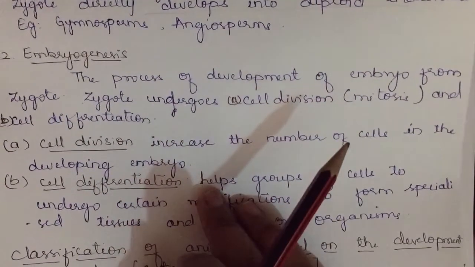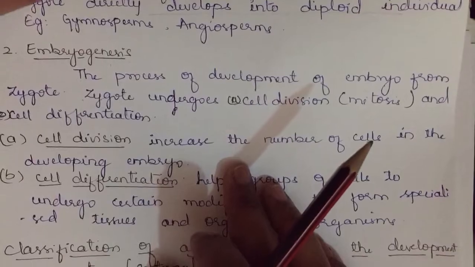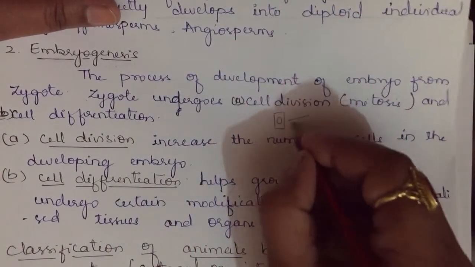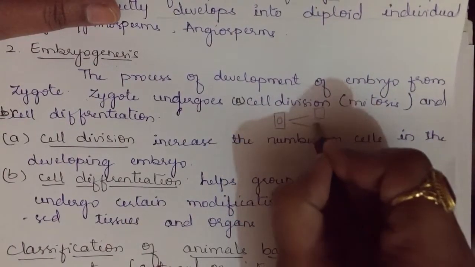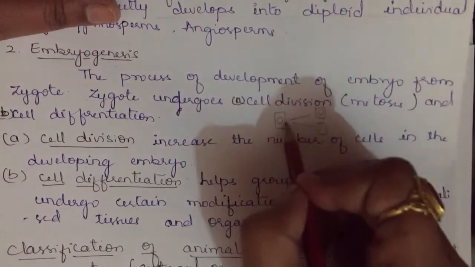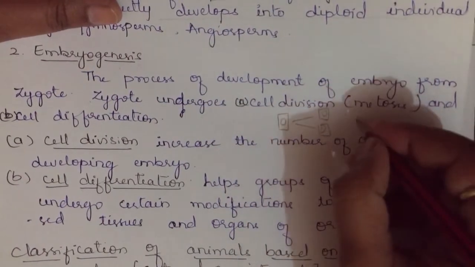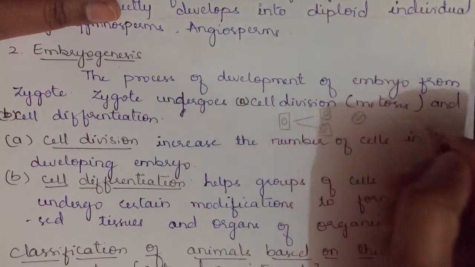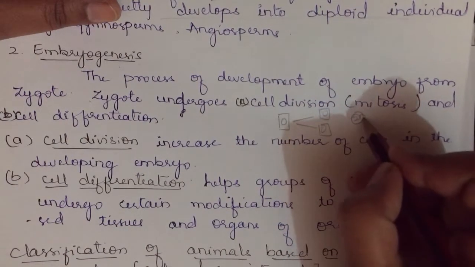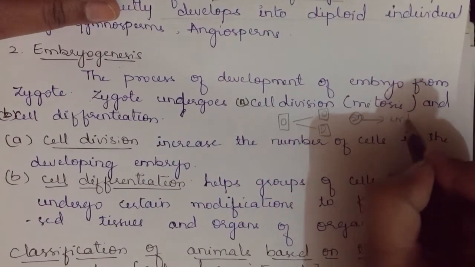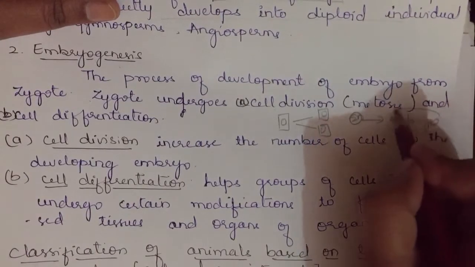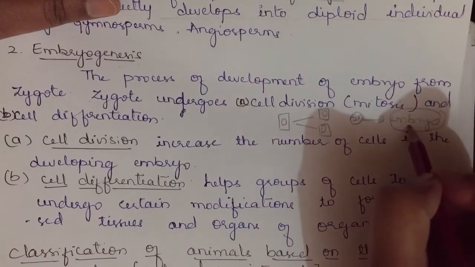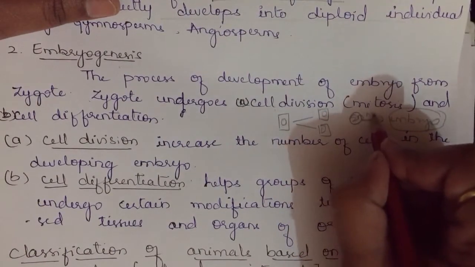How does it help? Cell division, as you know, helps in the increase in the number of cells, because one cell after cell division will result in the formation of two cells. So this will help in the increase in the number of cells. Zygote is diploid, single celled. So this single cell should form an embryo, and an embryo is multicellular. From one cell, how does it form many cells? That is by mitosis.